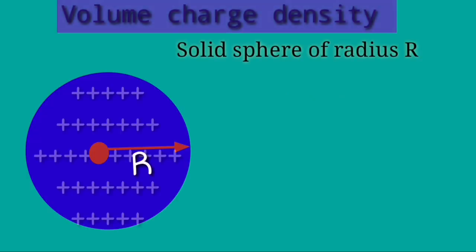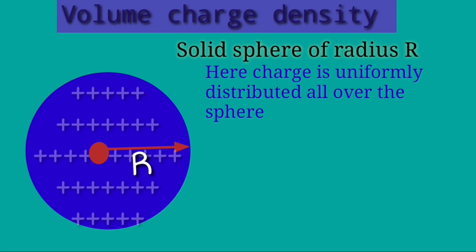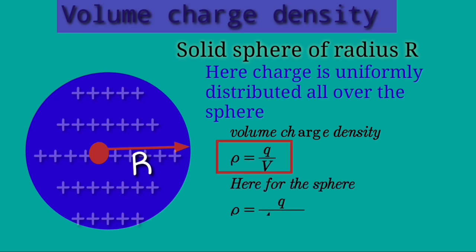Now, the volume charge density. Consider a charge Q uniformly distributed over a solid sphere of radius r. Here, the charge is uniformly distributed all over the sphere. Therefore, the amount of charge per unit volume of the solid sphere is equal to the total amount of charge divided by its volume. That is, volume charge density rho is equal to Q by V. For this solid sphere, the volume charge density rho is equal to Q by 4 by 3 pi r cube.